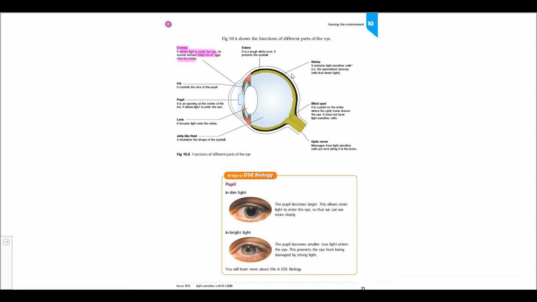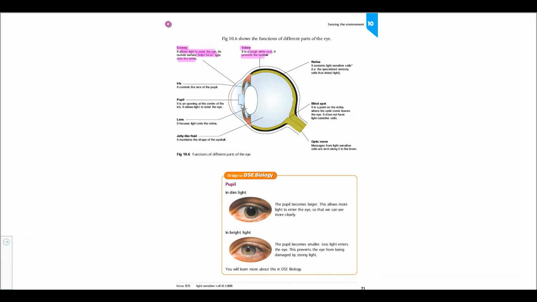And onto the back part, it's called the sclera. So the sclera is just a tough white coat. So it's just like a cover. So it protects the eyeball. So this is the outermost part, alright, so this white layer here.